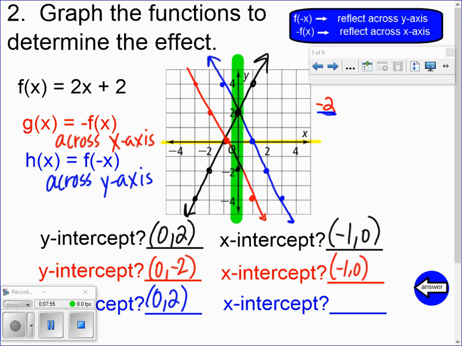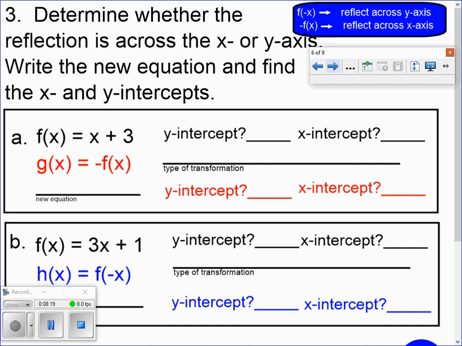It's important for us to recognize the difference here, because if I don't know what it looks like to reflect across the x-axis and what it looks like to reflect across the y-axis, what we'll end up with is two very different lines, and we don't want that to be the case. Just like with translations, we want to make sure that we can reflect when we have the equation and when we don't have the equation.